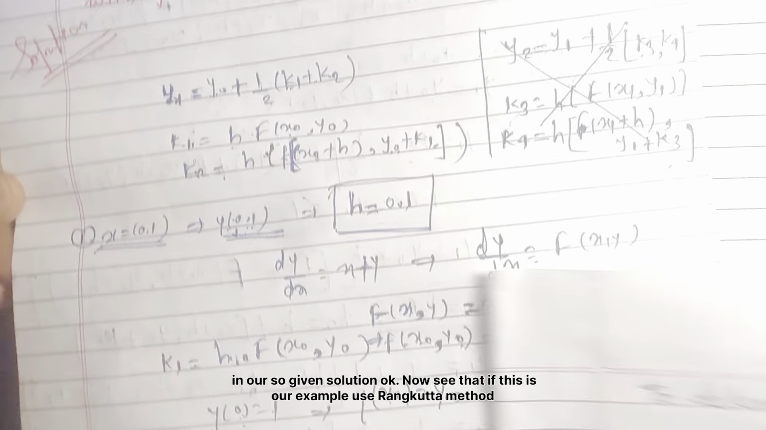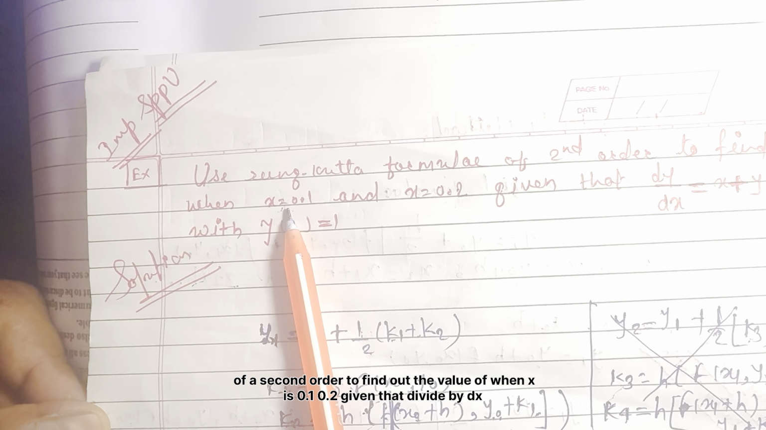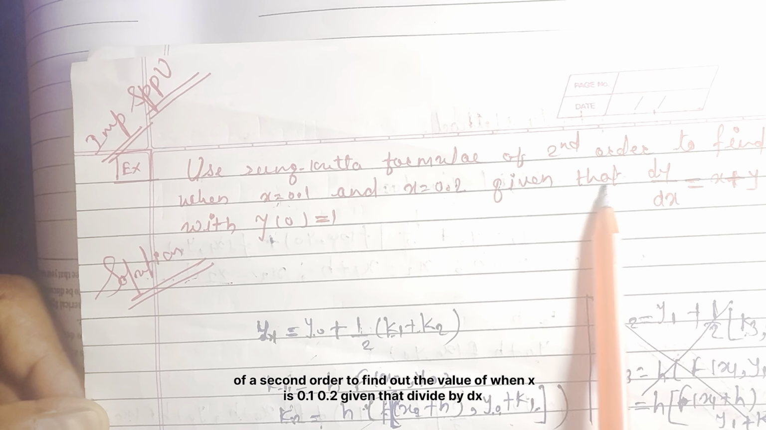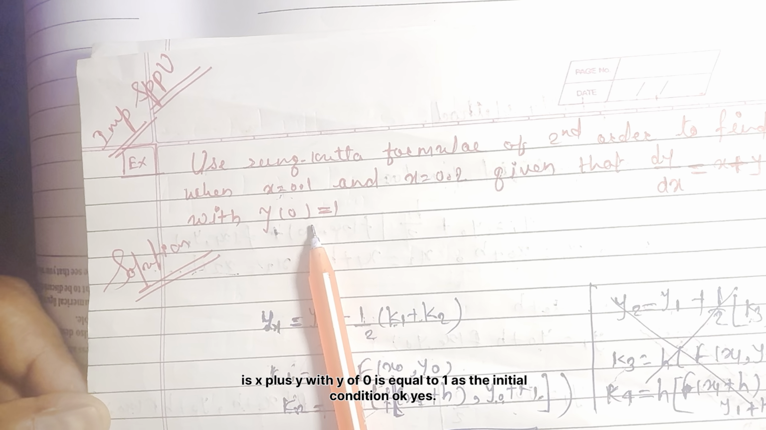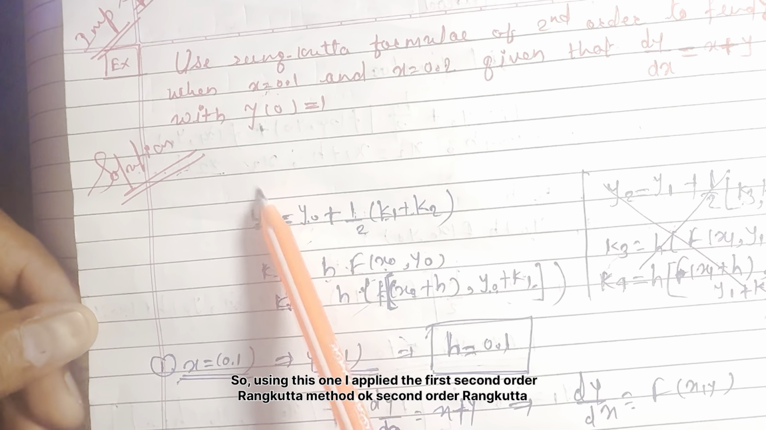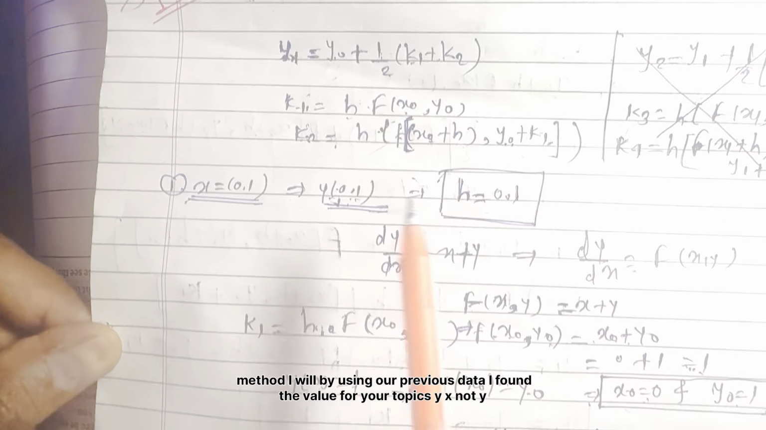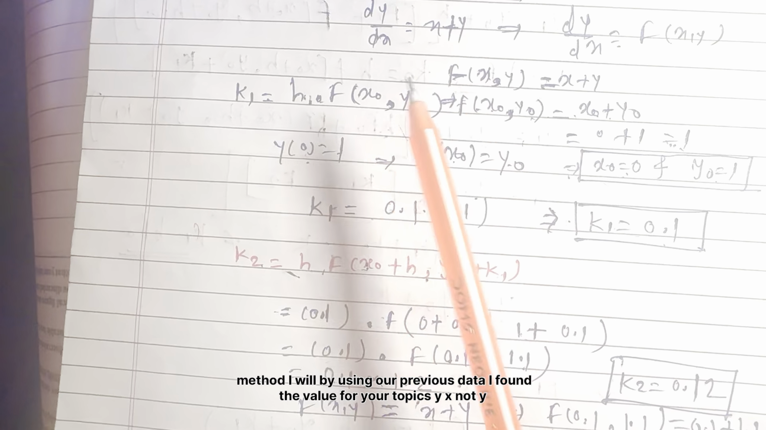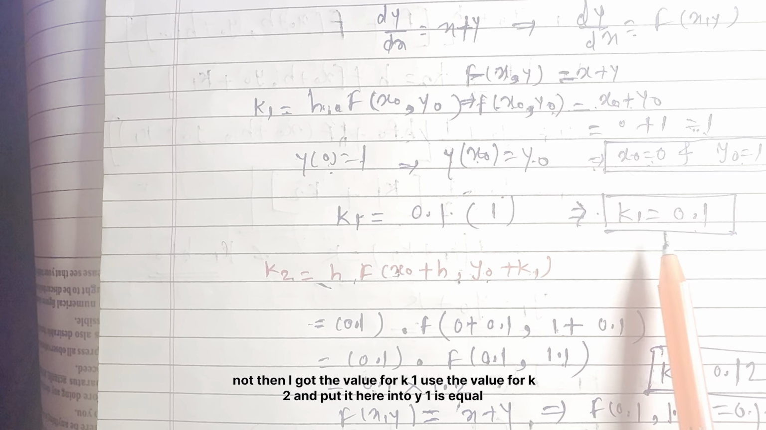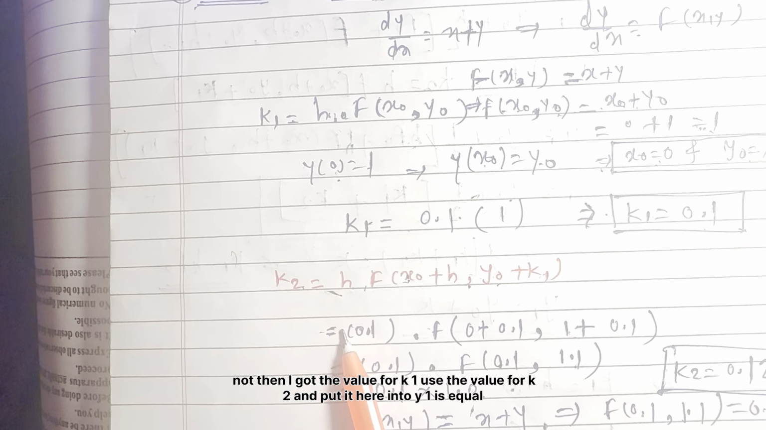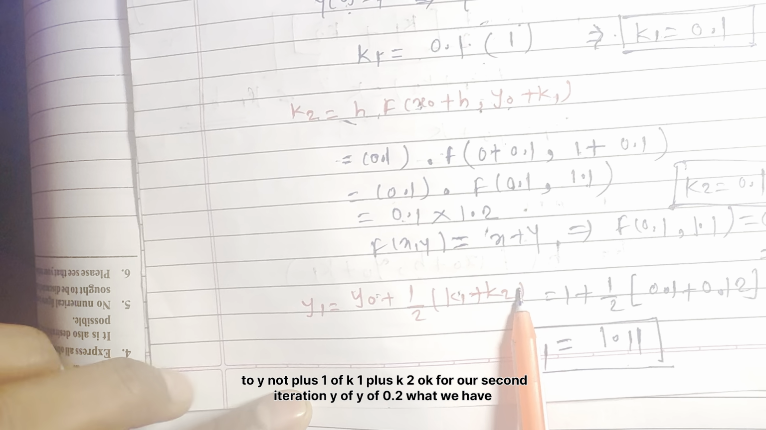Now see that this is our example: use the Runge Kutta method of second order to find the value of y when x is 0.1, 0.2, given that dy by dx is x plus y, with y of 0 equal to 1 as the initial condition. Using this, I applied the second order Runge Kutta method. Using our previous data I found f of x0, y0, then k1 and k2, and put them in y1 equals y0 plus 1 half of k1 plus k2.